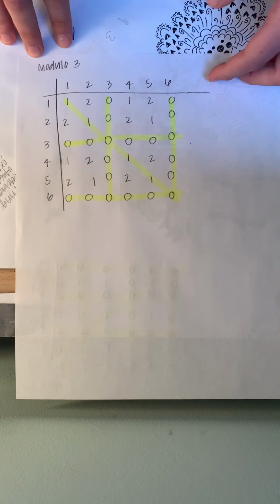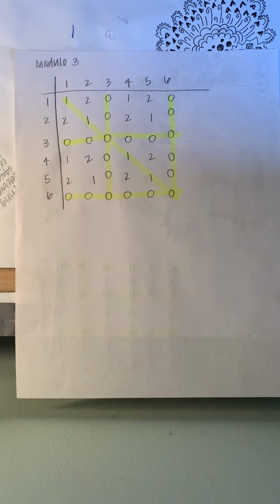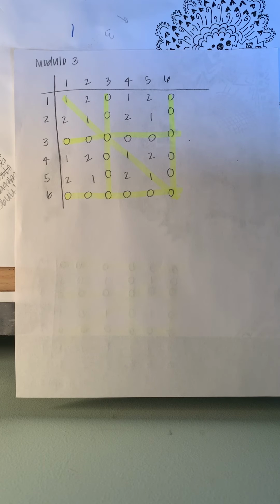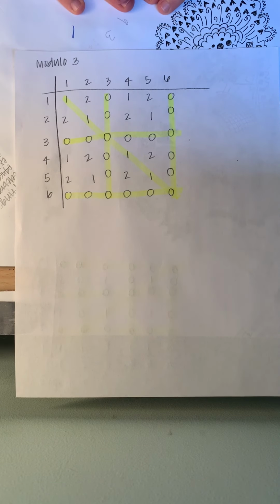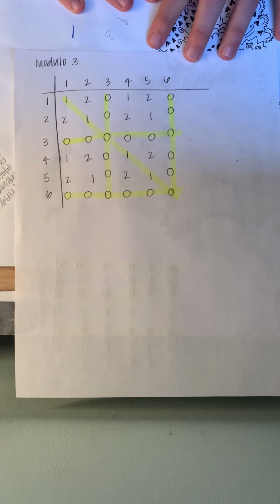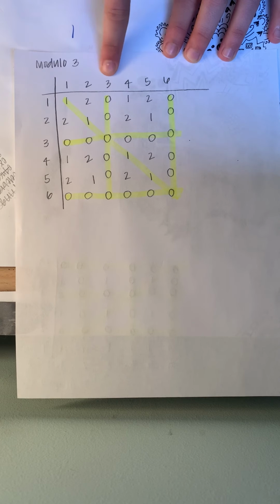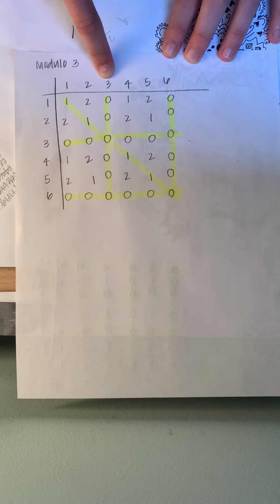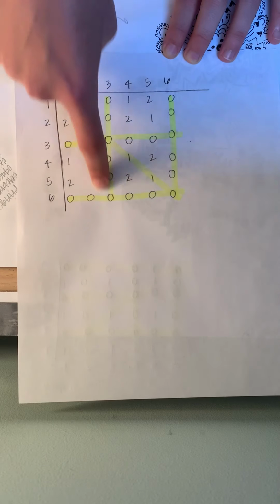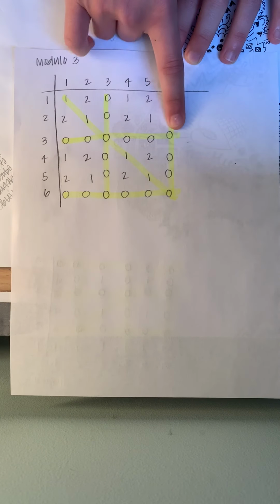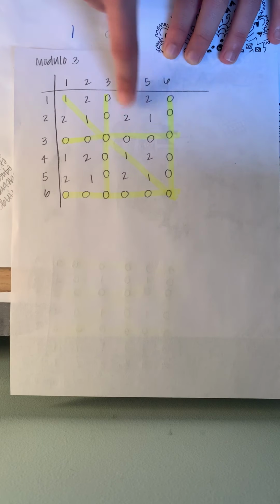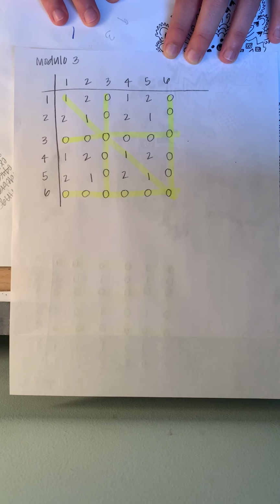Typically when we do these relation tables in 3200, with modulo n, we only go up to n minus 1, because in this example, modulo 3, it just gives us a row of 0 and a column of 0, so there's nothing that interesting.